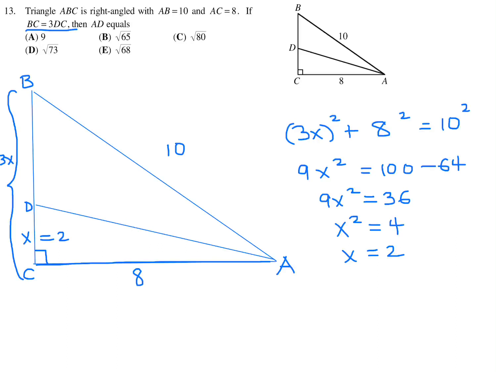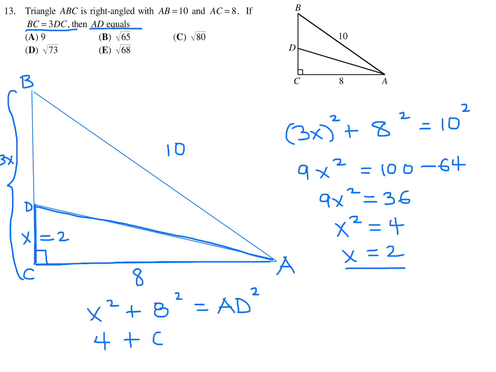Now we can just use Pythagorean theorem on this triangle to figure out AD, which is what the question is asking. So DC squared, x squared, plus CA, which is 8 squared, is equal to AD squared. x is 2, so that becomes 2 squared, which is 4. 8 squared is 64, is AD squared. And therefore, AD is equal to the root of 68. And that is choice E.